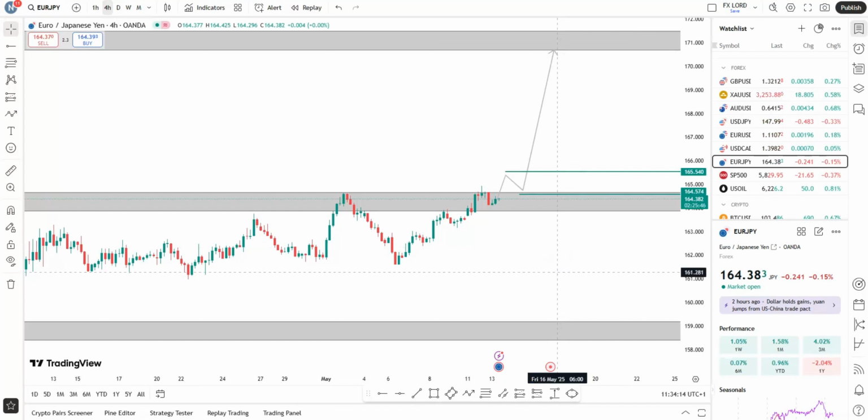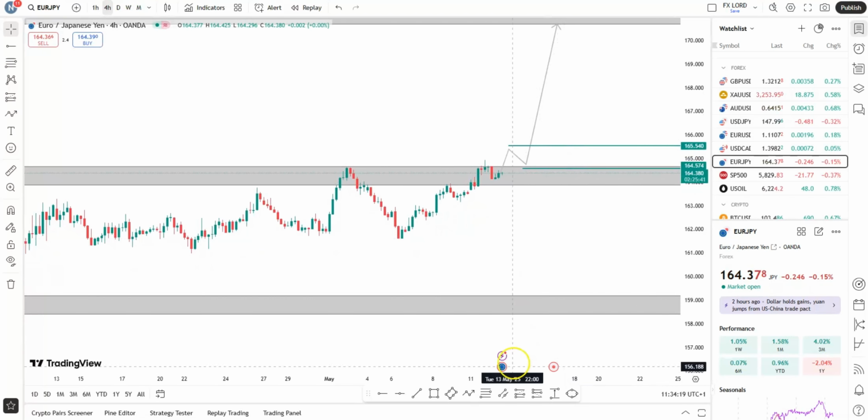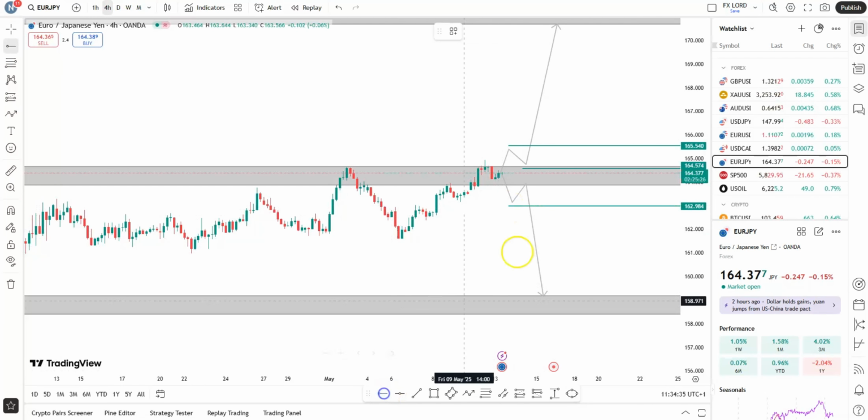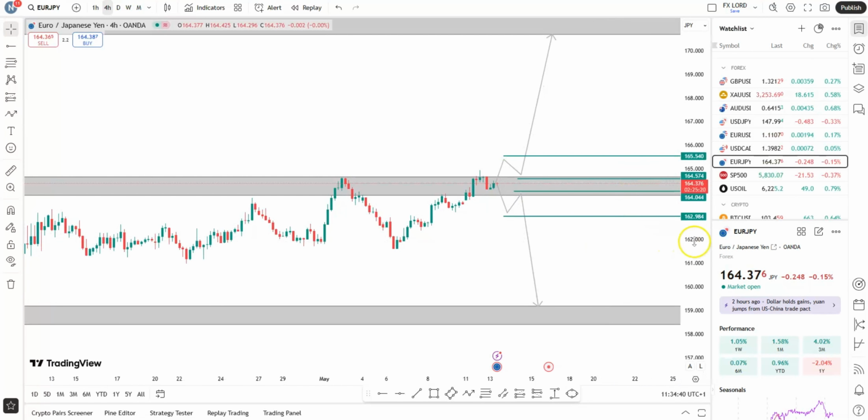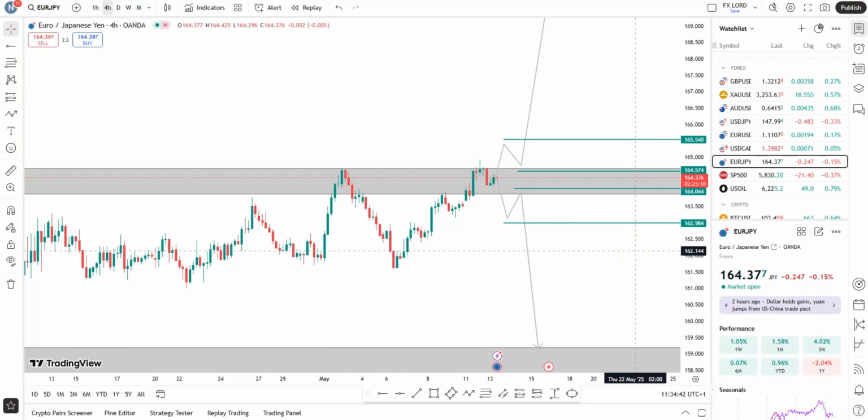This is my bullish scenario on Euro JPY, and my bearish scenario is market doing something like this. Maybe market comes back down here, retests the resistance level, and falls back to the support level. If this happens, I'm going to get into the market at this level, and my stop loss is going to be at this level. So guys, this is very easy. As you can see, it's very easy.